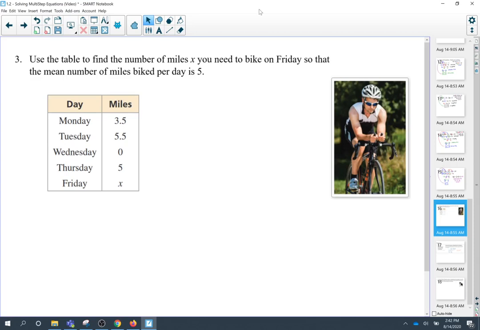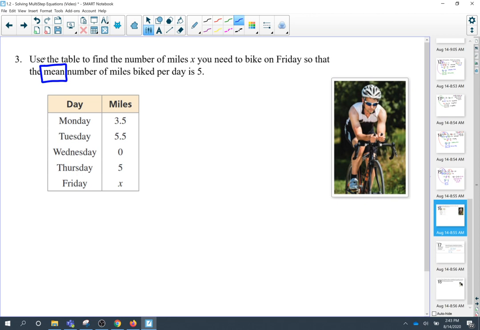Last but not least, examples 3 and 4. So example 3, it says use the table to find the number of miles X you need to bike on Friday so that the mean number of miles biked per day is 5. Now the first thing I'm going to look at here is the fact that it says the mean number.